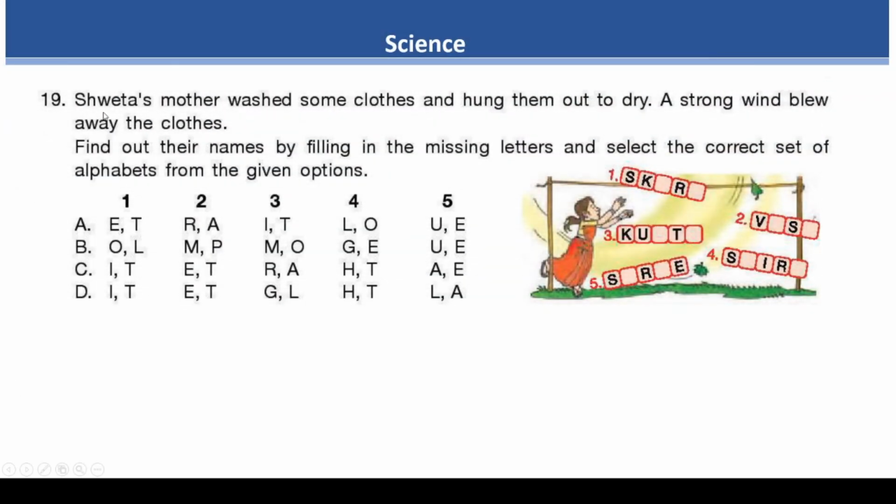Next question. Shweta's mother washed some clothes and hung them out to dry. A strong wind blew away the clothes. Find out their names by filling in the missing letters and select the correct set of alphabets from these options here. So fill this up. These are names of different types of clothing.